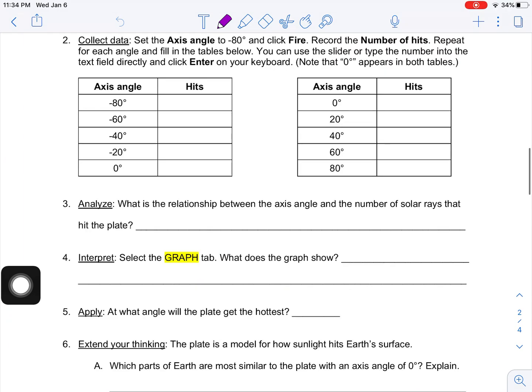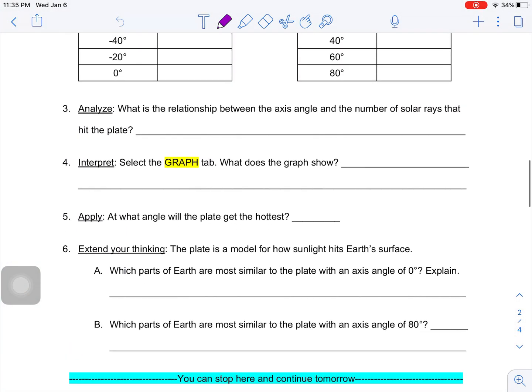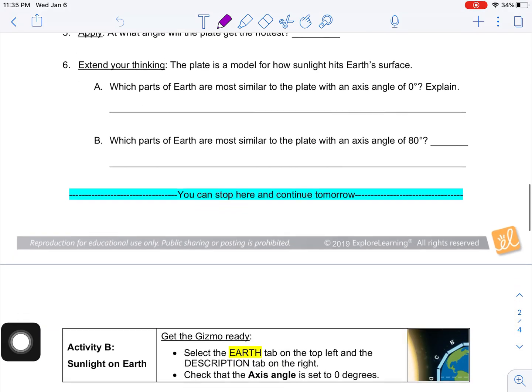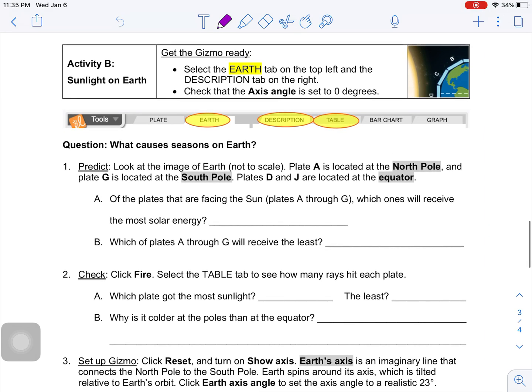So once you've taken a look at how the radiation, or the hits as they're calling it, the sun's energy hits the plane at different angles, okay, and how much is actually absorbed, then you've just got some analysis questions here. That's enough for Thursday. Okay. If you want to continue, you're welcome to. Then you're going to go on to activity B.